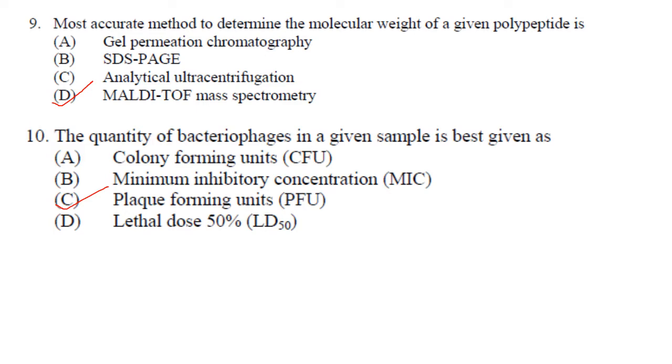The quantity of bacteriophages in a given sample is best given as option A, colony forming units, B, minimum inhibitory concentration, C, plaque forming units, D, lethal dose 50%. Answer is option C, plaque forming units.